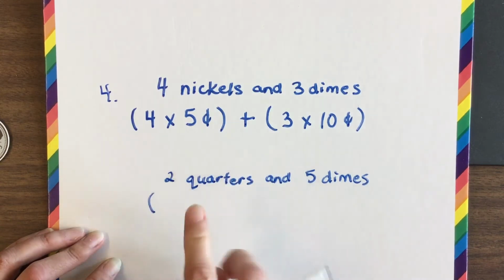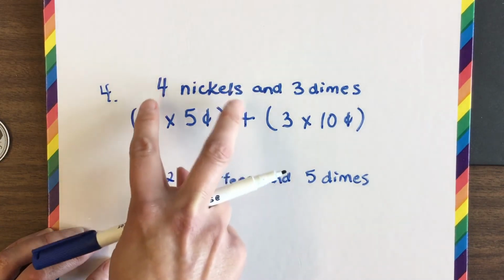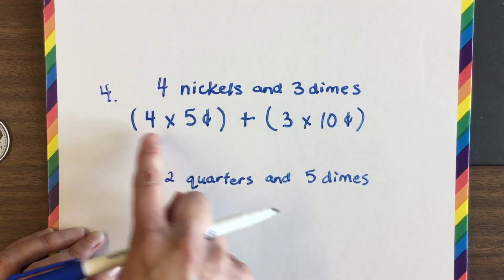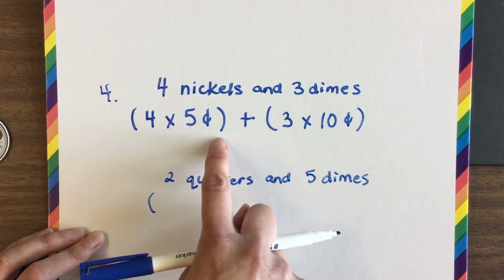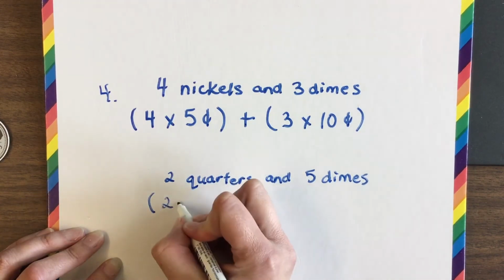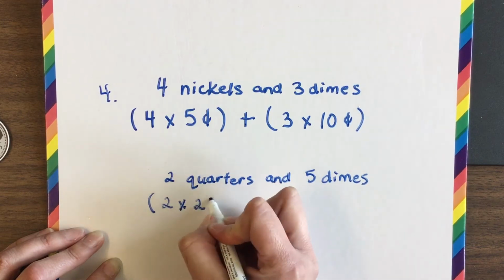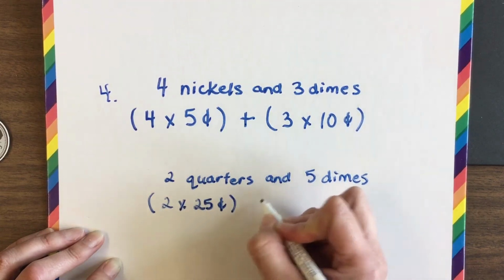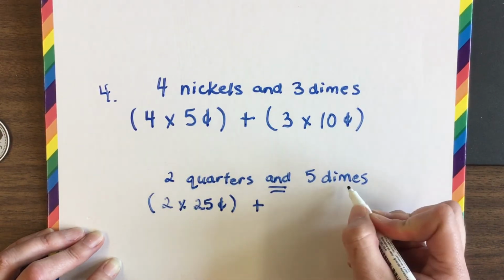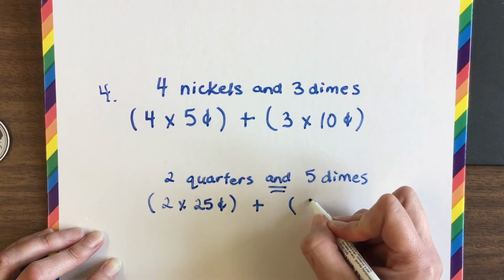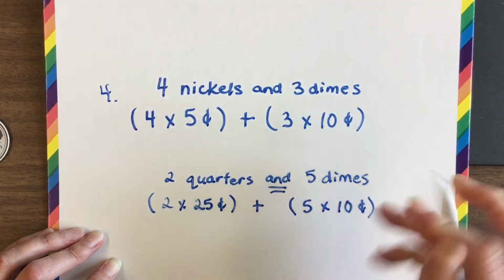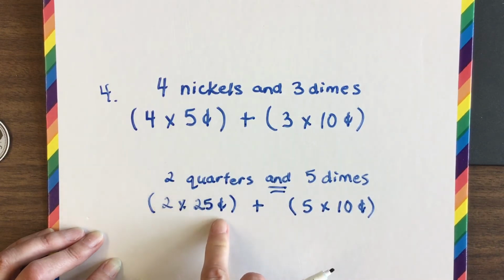Well, again, in brackets, you have to put each one in its own bracket. So the 4 nickels went in this bracket, the 2 quarters will go in this bracket. Brackets are these lines here that are curved. Okay, it keeps the information inside. I have 2 quarters. That means 2 groups of 25 cents. Remember what and means? Plus. I have 5 dimes. So in brackets, I have 5 groups of 10 cents. And there is my equation to figure out my total for that.